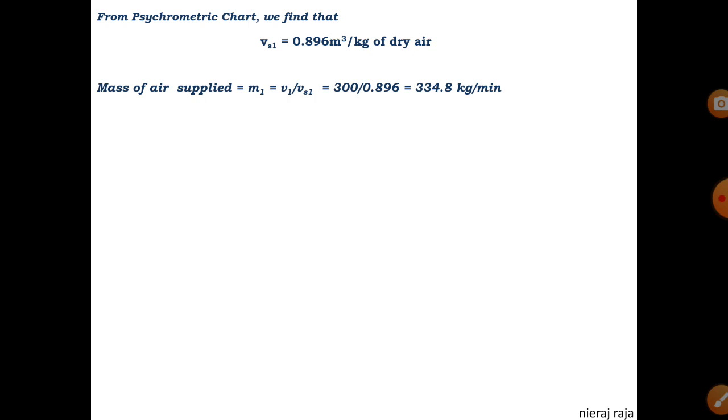Now we'll have to calculate the mass of air supplied. When you calculate the mass, you require the total volume and the specific volume. So we have both these values. Total volume is 300 meter cube per minute, and specific volume is 0.896. Now the first thing to calculate is the cooling capacity. For the cooling coil, you will have to calculate its capacity, and at the same time the surface temperature of the coil, that is ADP.